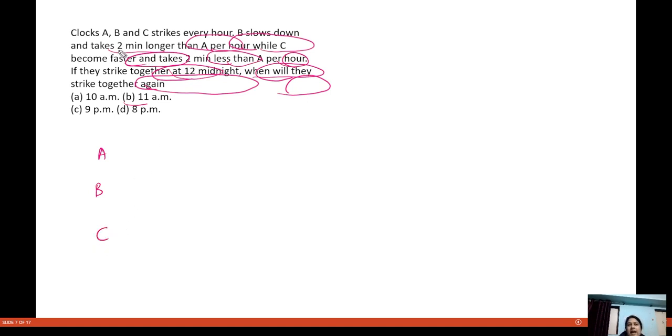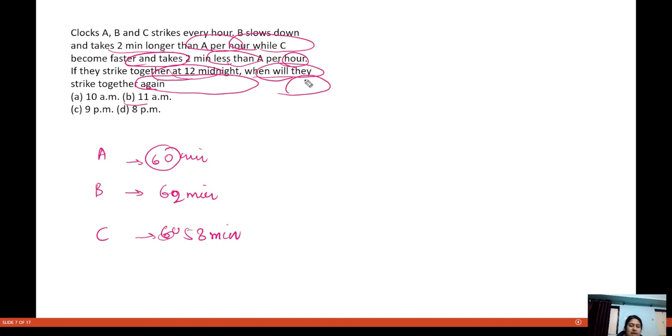Now B slows down, and it is taking 2 minutes longer. So A is at the right time, it is taking 60 minutes only, and B slows down, so now it is taking 62 minutes, while C is becoming faster, so it is taking 58 minutes only. Now it is saying that if they strike together at 12 midnight, when will they strike together again?